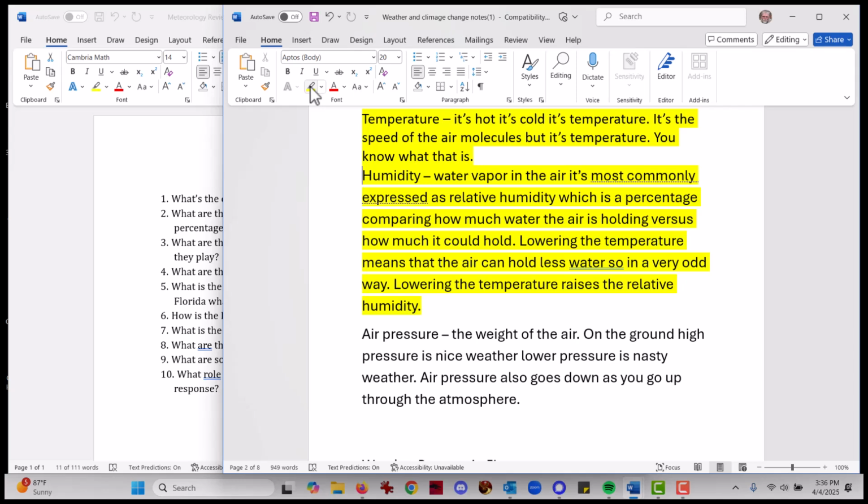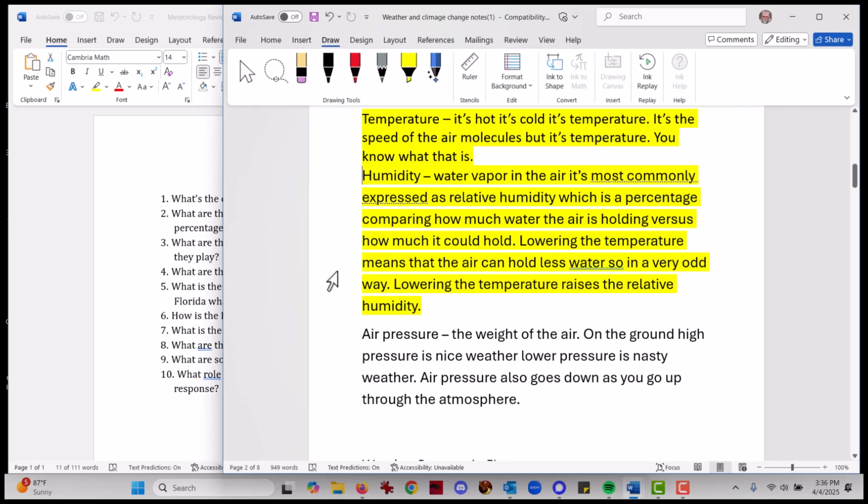And so you can actually raise the relative humidity by lowering the temperature, which I know seems kind of counterintuitive, but if you're not sure, just go back and have a look at it. But also, it's not going to play a role probably at all on the test, so don't worry too much about it. But yeah, and then of course air pressure, right?